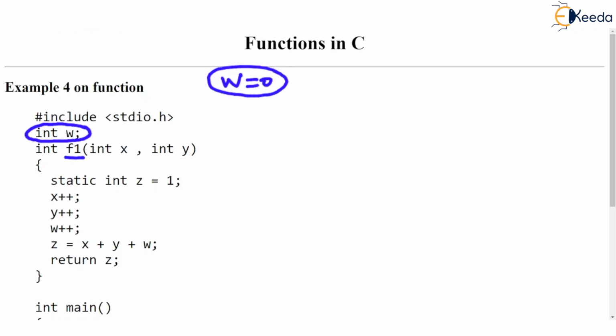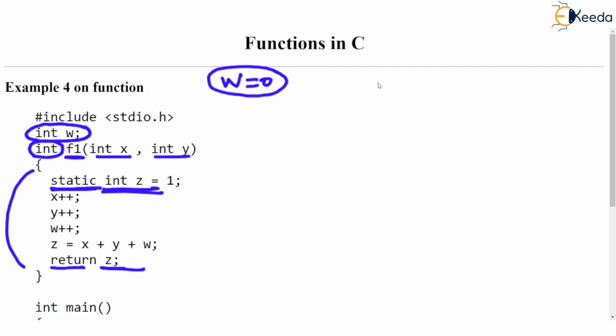We have a function f1 which has two parameters x and y, and the function returns int. So the last line is return some value. Also, inside the body of the function, we have variable z declared with static storage class. Recall the properties of static variable. Static variables are preserved in the memory even if the scope ends.